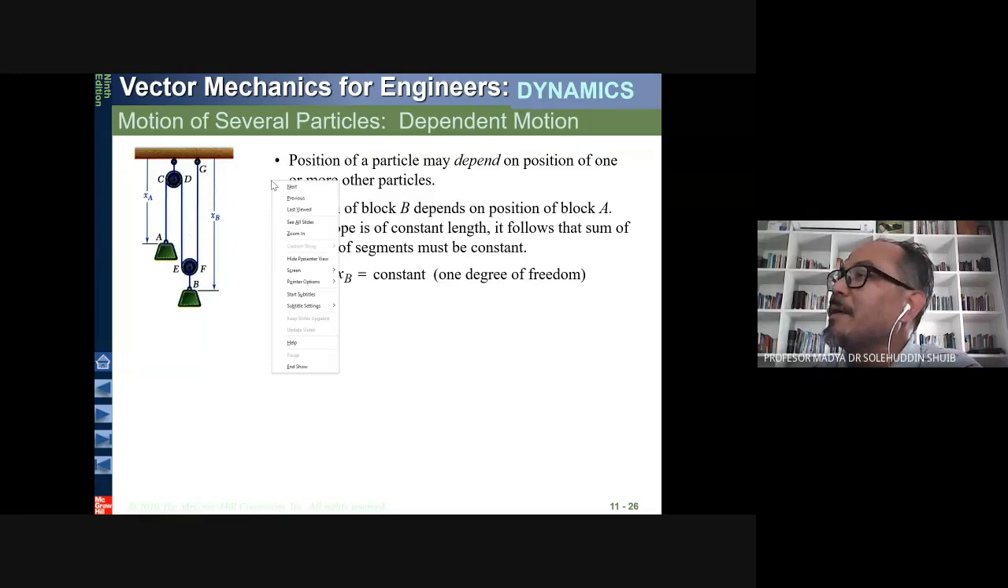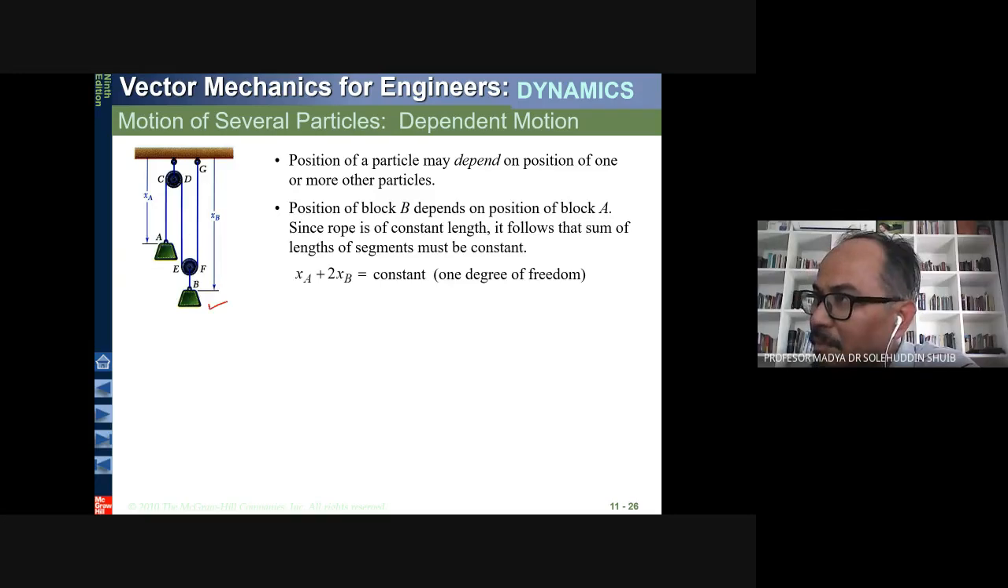So we have here the pulley system. We have a position of block A. This is block A. The position of it is xA, measured from here, from this link going down. This is xB.